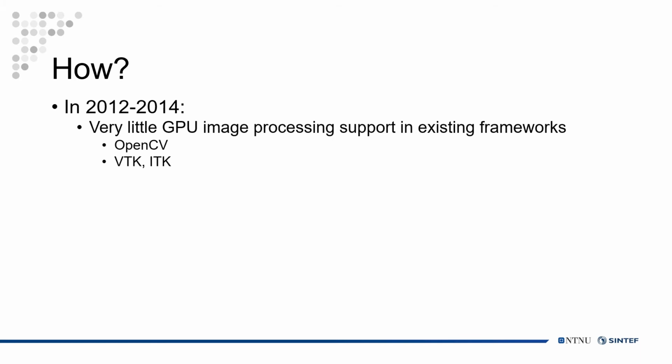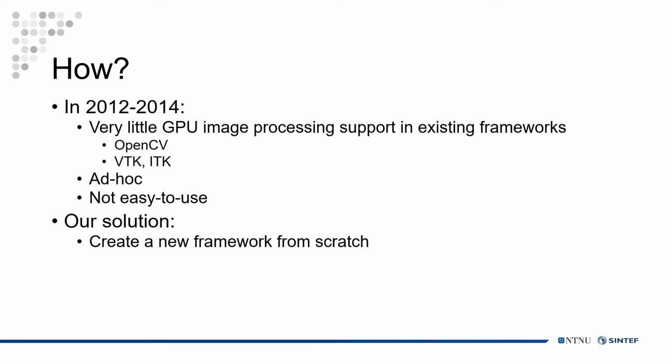Ten years ago, there was very little GPU image processing support in existing image processing frameworks used in medical imaging, such as OpenCV and the Visualization Toolkit, VTK, and the Insight Toolkit, ITK. Only a few algorithms were implemented for the GPU, often in an ad hoc way, which was not always easy to use and often entailed many CPU to GPU transfers. So our solution was to create a new framework from scratch, which we called FAST.